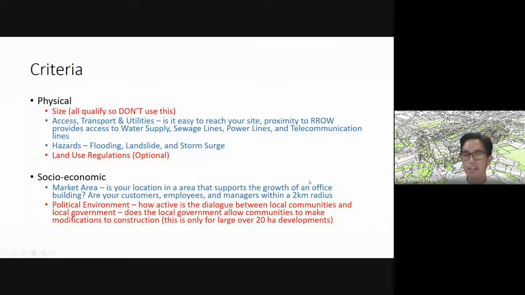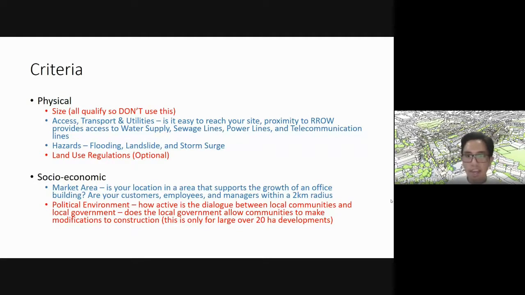Market area, we talked about it. So think about is your location in an area that supports the growth of an office building? Are your customers, employees, managers within a 2-kilometer radius? I like to use a 2-kilometer radius because that's what they taught us in Sydney. It's not really definite, it doesn't have to be exactly 2 kilometers. You just need to zoom in, zoom out, maybe between 2 kilometers to 5 kilometers, something like that.